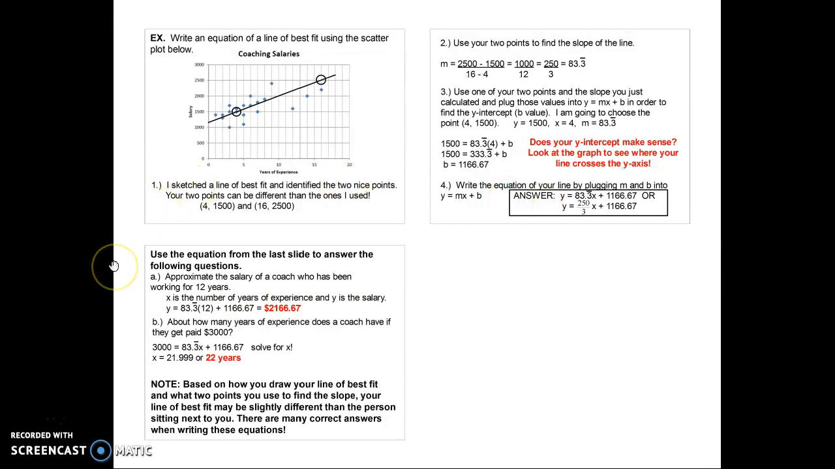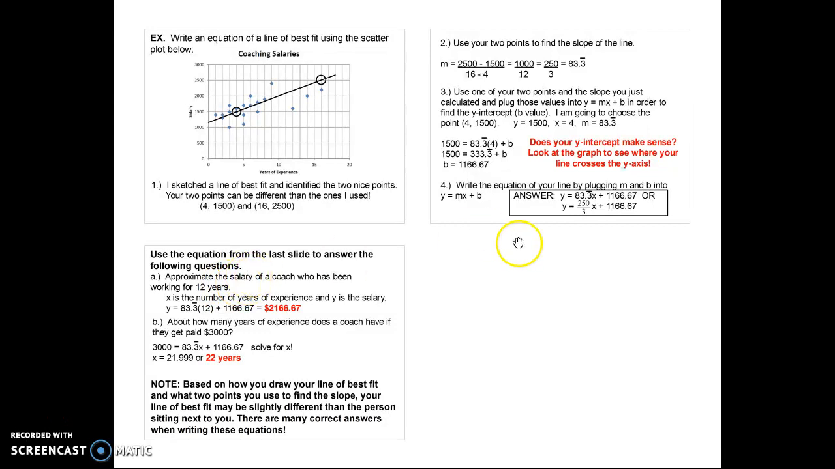Now, most times with scatter plots, there are going to be follow-up questions once you've found that line of best fit. So we want to answer these questions based on the equation that we found and the line of best fit that we drew. So this is asking us to approximate the salary of a coach who has been working for 12 years. Now remember, if you're looking back at your chart, your x values were your years of experience. Your y values, it's told you, was your salary. So if I'm trying to figure out the salary, that means I'm looking for my y value. So I'm solving for y.